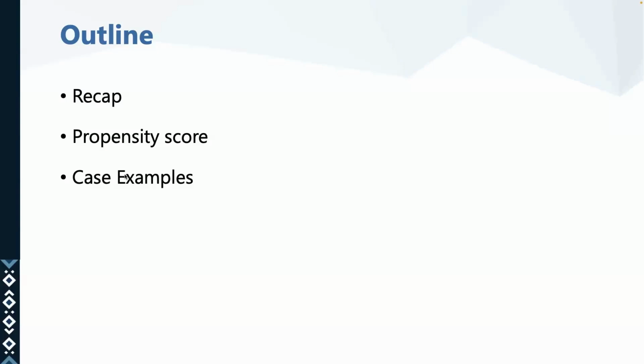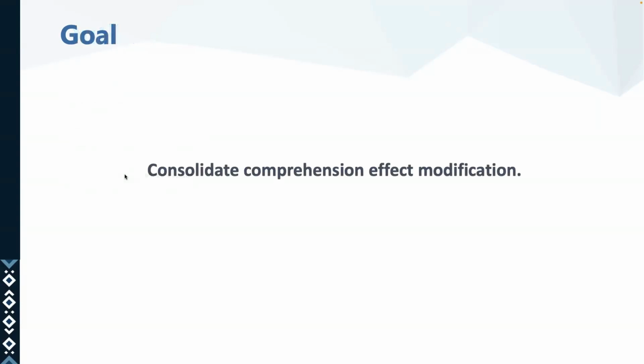So the outline for my presentation today is I'll give a general recap of what we have been seeing for the past weeks. And I'll introduce something which is a bit different, but I feel like we will not do it justice if we don't mention it when we are talking about causality and bias. So I'll bring in the aspect of propensity scores, which is also another way to adjust for confounding. And then I'll give some case examples, particularly focusing on effect modification. So my goal is to, at least with some practical examples, help consolidate the comprehension of effect modification.